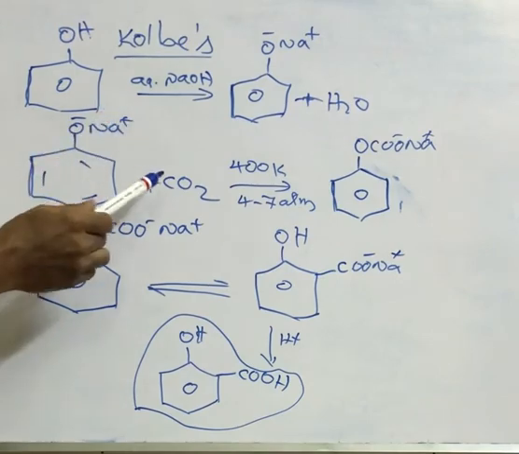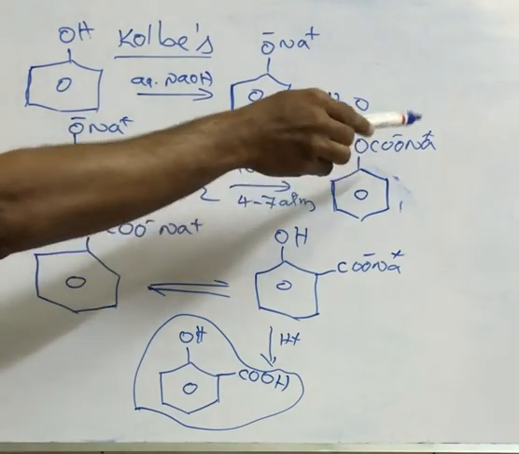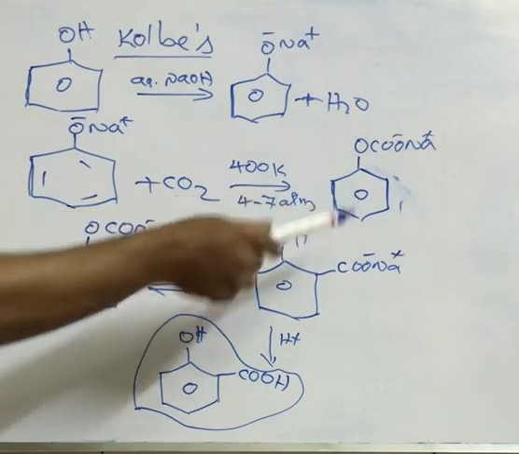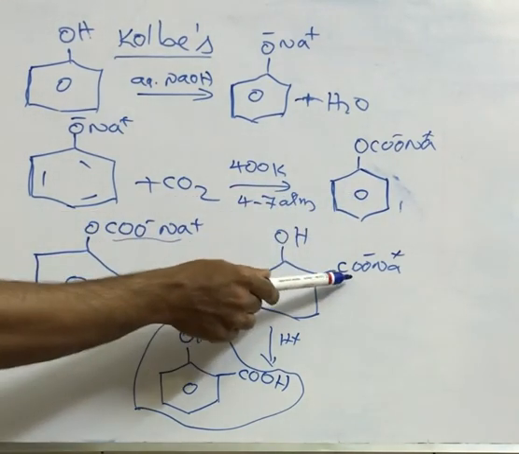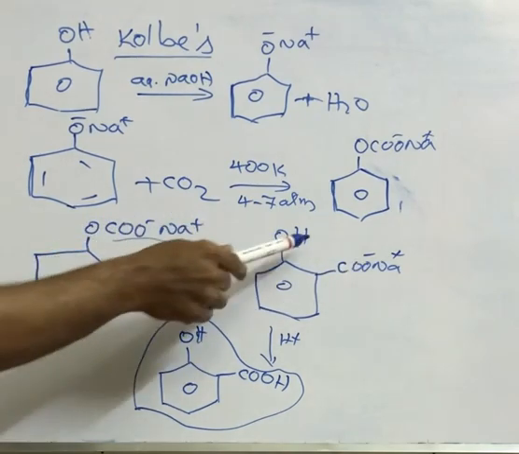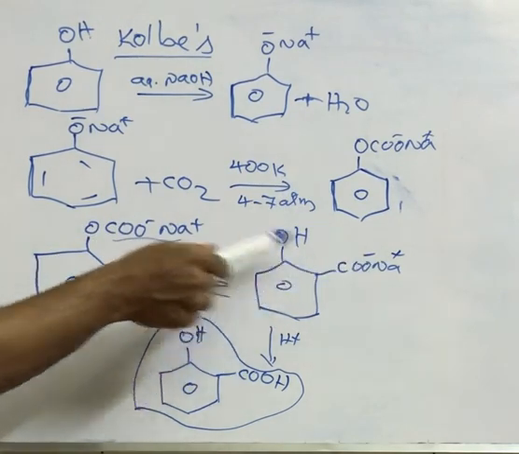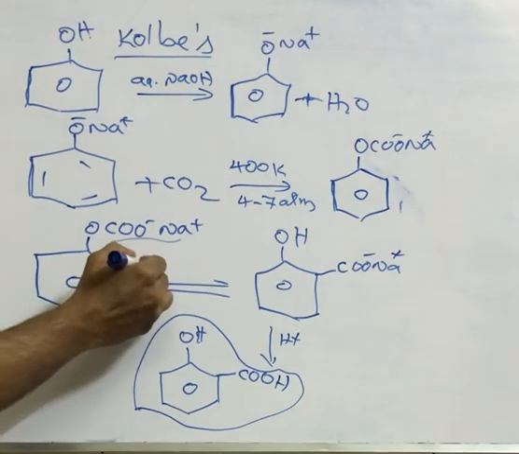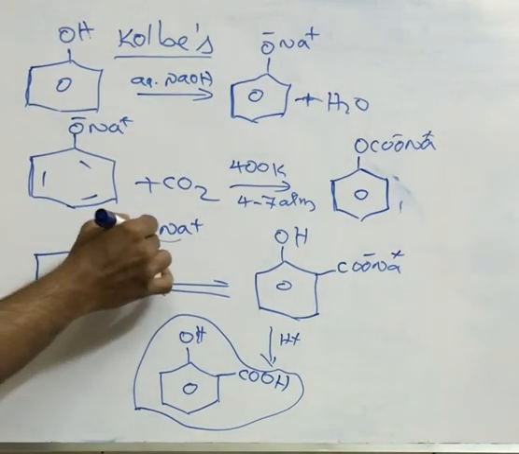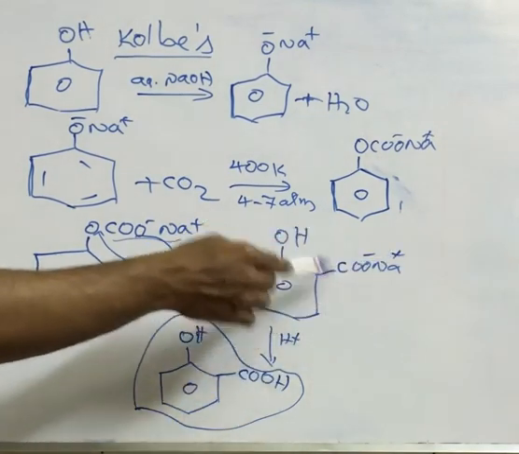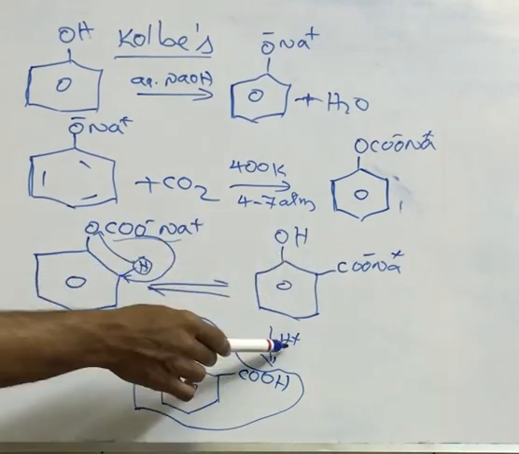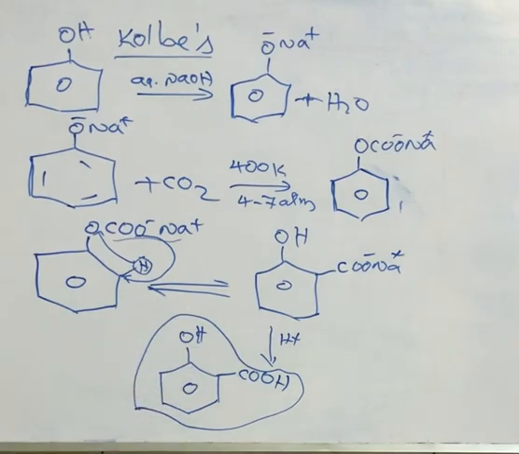So O minus Na plus, CO2 comes and gives OCOO Na plus. This is the one which gets rearranged. That means the group will move towards the other position, and at the other position it attacks. Then OH comes and COO Na, because there is a hydrogen here. Hydrogen moves to O, and this particular group attacks the carbon. So COO minus Na plus, sodium salicylate. Sodium salicylate can be acidified, and you will get the salicylic acid. So this is the way the conversion can be done.